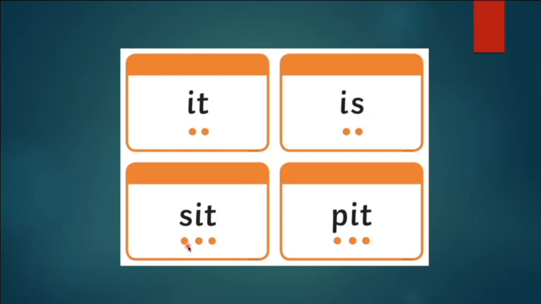But before that, count first how many sounds this word has. 1, 2, 3. Good counting, children. So let's say the first sound. S-e-t. You're right. The word is sit.